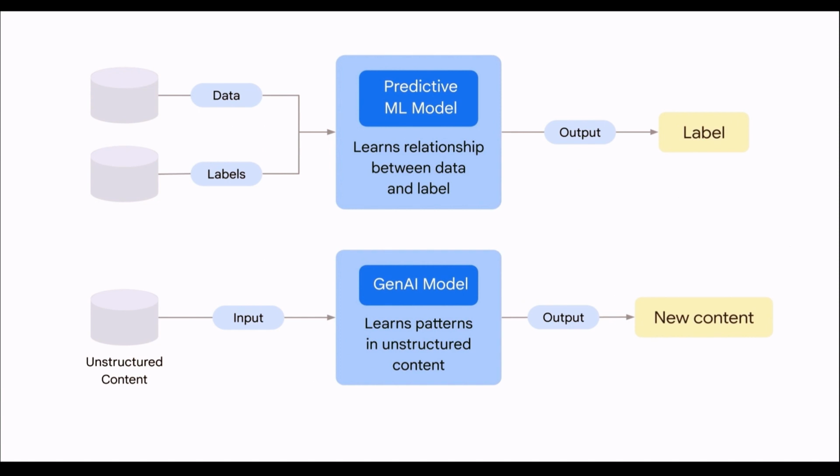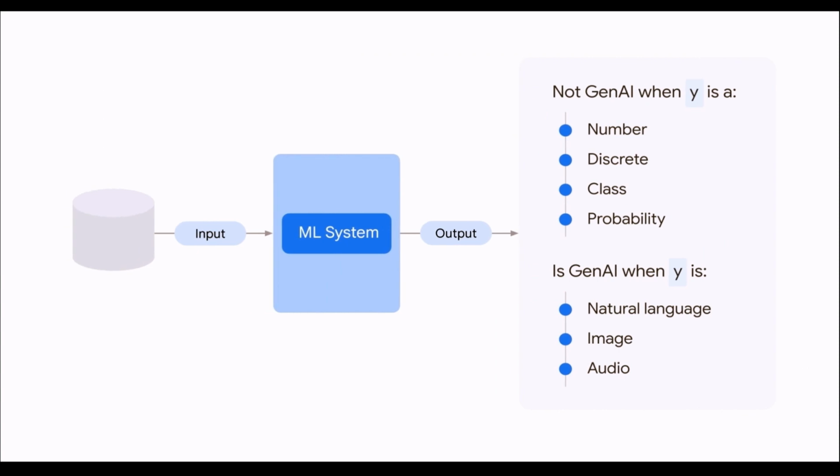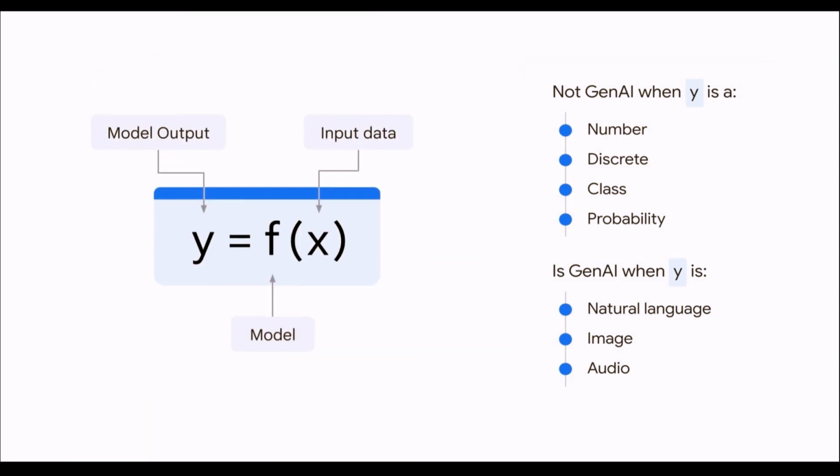The top image shows a traditional machine learning model, which attempts to learn the relationship between the data and the label, or what you want to predict. The bottom image shows a generative AI model, which attempts to learn patterns in content so that it can generate new content. A good way to distinguish what is generative and what is not is shown in this illustration. It is not generative when the output, or y, or label, is a number or a class, for example spam or not spam, or a probability. It is generative when the output is natural language like speech or text, an image, or audio, for example.